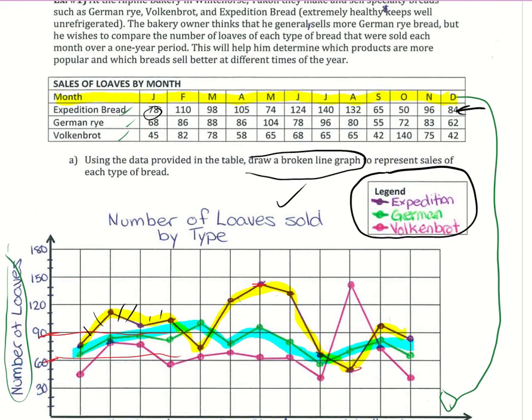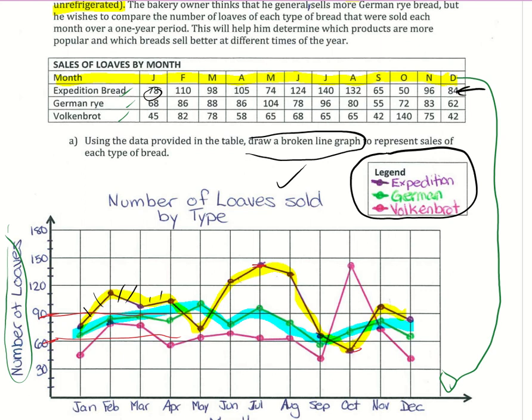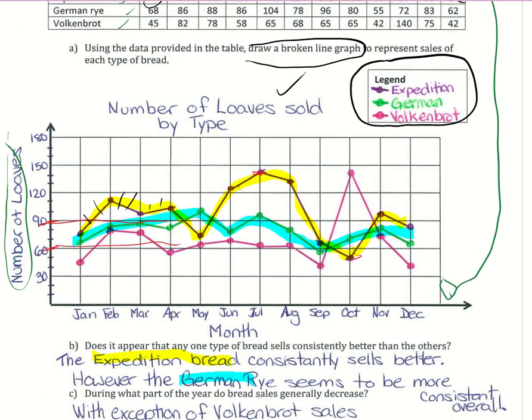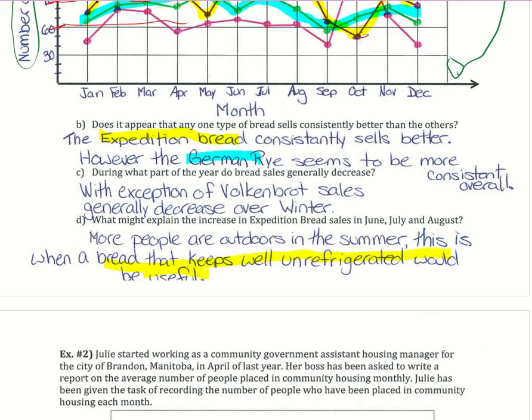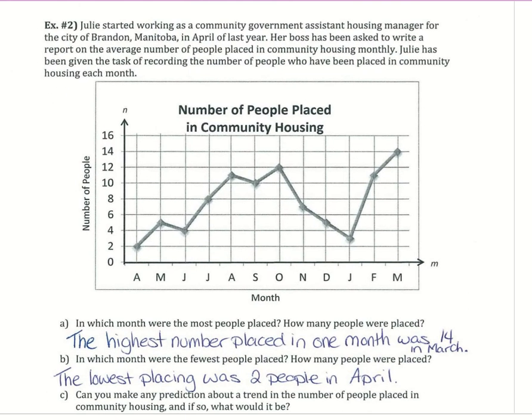And when you look back, it even talks about how this bread is extremely healthy and keeps well unrefrigerated. So if you're having your picnic outside and it's a little bit sunny out, you're going to maybe want to get the Expedition bread because it's not going to get a little stinky on you or a little moldy or what have you, okay? So that's a really good graph to take a look at, and hopefully you can see the story.